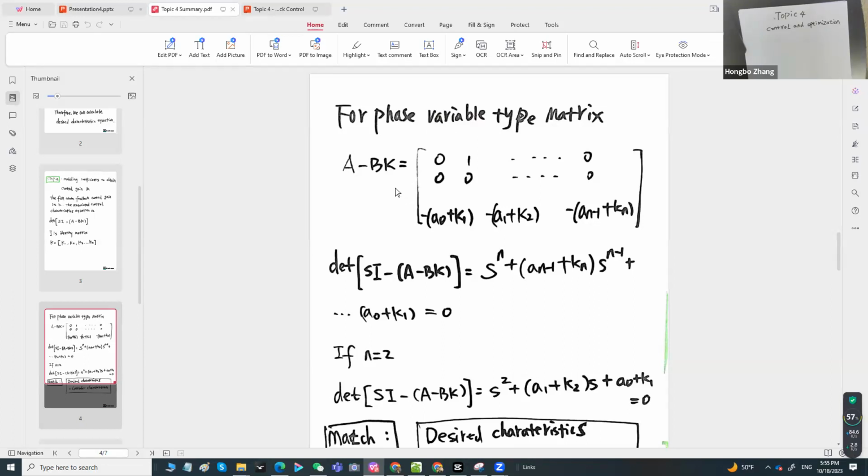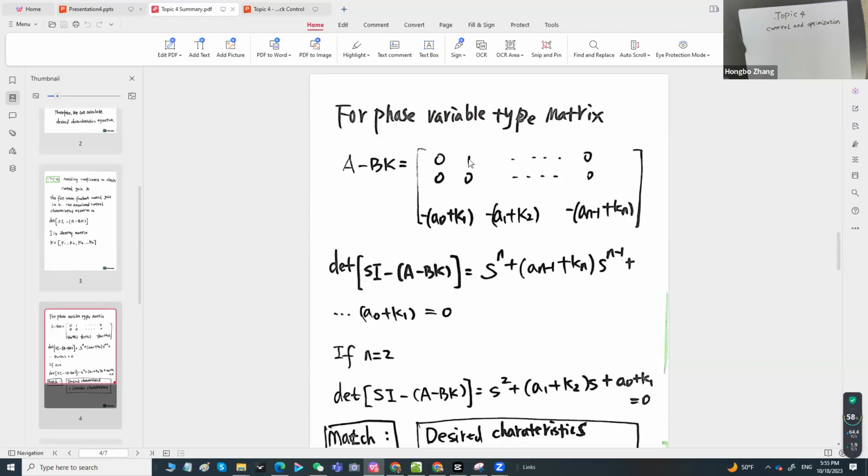So the phase variable form, if it looks like this, control mechanical will have this stuff on top. It's still there, but it's on top, not on the bottom, okay? So you know the A minus BK matrix, right? You plug in the identity matrix there, take the determinant, and you get this.